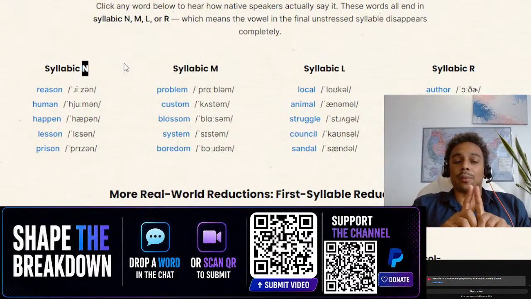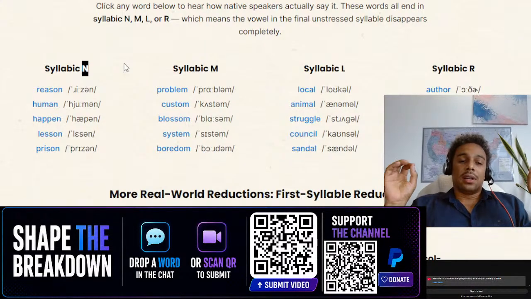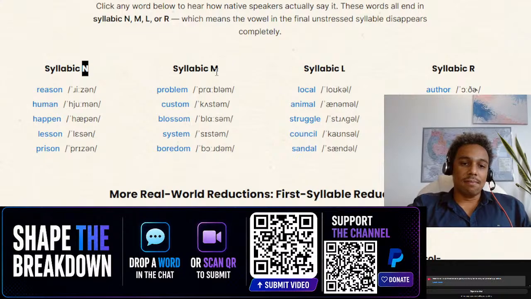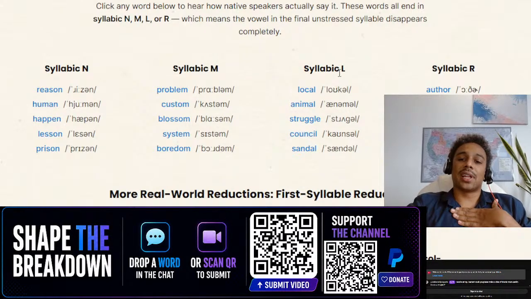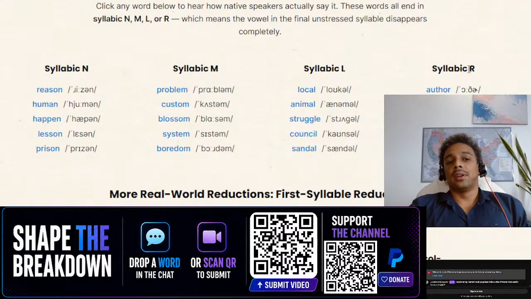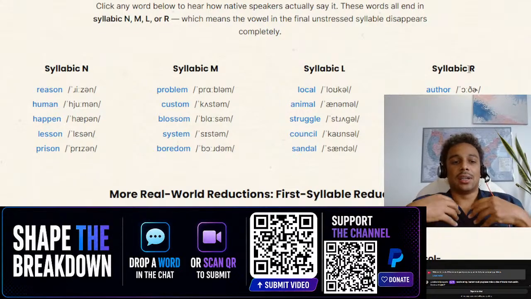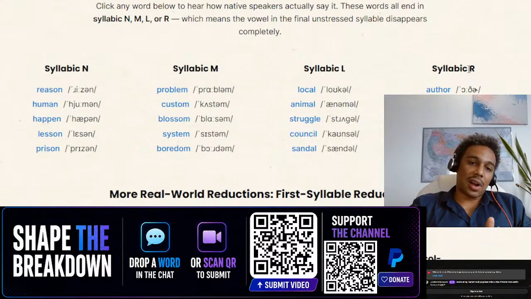So let's start with this N. We're just going to hold it out. Listen to this. Mm, mm, right? Same thing with the M. Mm, mm. L. Ooh, ooh, right? If you touch your chest here, you can feel that vibration. Er. Okay, so this strong vibration takes over the vowel sound in the unstressed syllable.